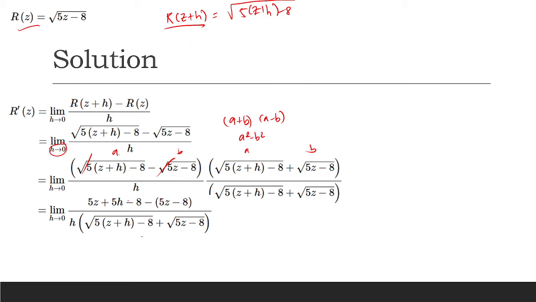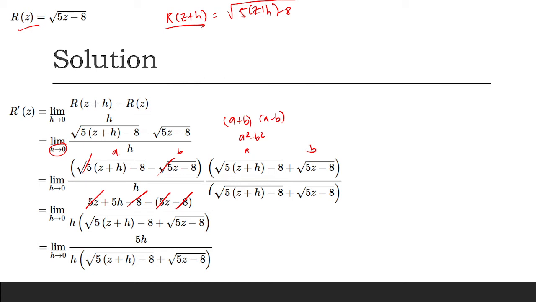Now, tingnan natin yung numerator, marami tayong makakancel. So, makakancel natin yung 5z because this is 5z. Pag dinistribute natin yung negative, this is negative 5z. And yung negative 8, pag dinistribute natin yung negative, this is positive. So, cancel na rin siya with positive 8. So, matitira na lang sa taas is 5h over h times the square root of 5 times z plus h minus 8 plus square root of 5z minus 8.